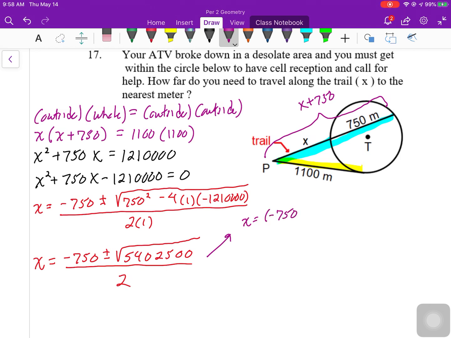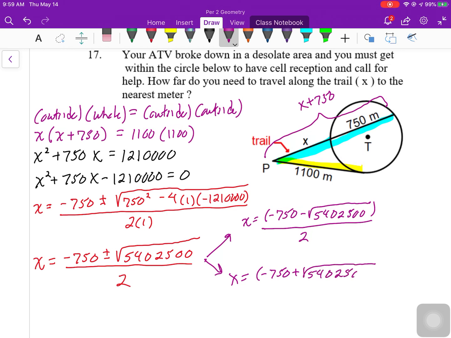What remains is to split it into the 2 parts. First part uses the negative. Please remember to enclose the entire top in a parenthesis when you put this in your calculator. Negative 750 minus the square root of 5,402,500, all divided by, and that bottom is 2. And then using the positive, x equals negative 750 plus the square root of 5,402,500, all divided by 2.